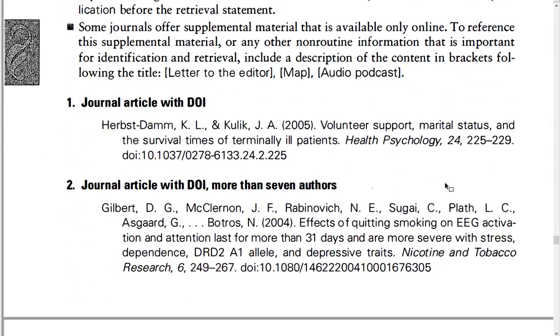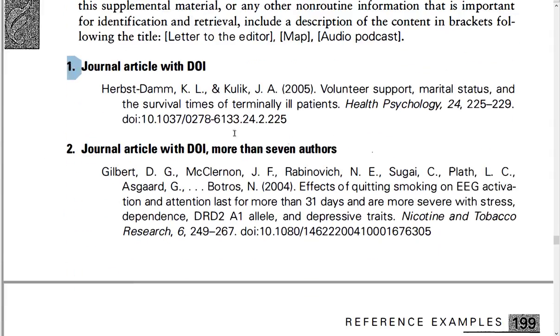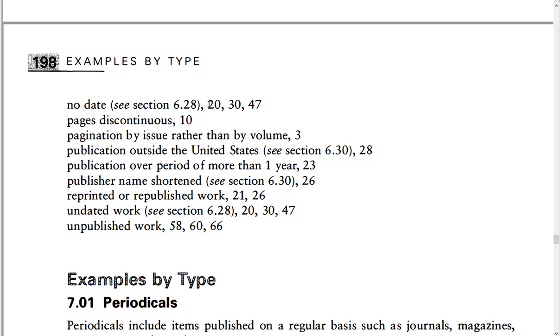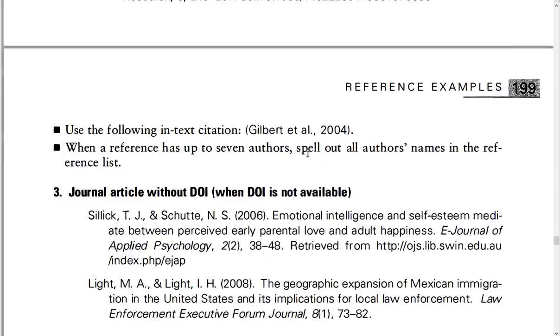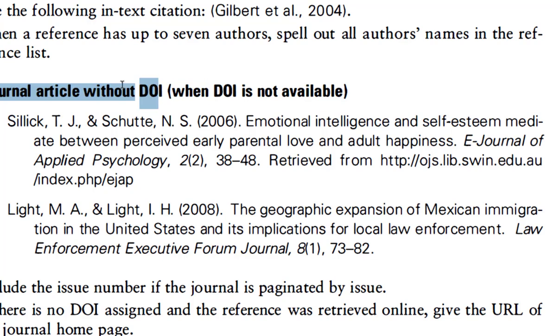So let's look at this. Remember those numbers we talked about? I'm going to scroll up just real fast. These numbers, like, pages, discontinuous, or we'll start with this one because it's one of the first ones. It says pagination is by issue rather than by volume. Number 3. So you can kind of come through here and you'll scroll down, and here is number 3. And so we can say that one of these is done by issue.